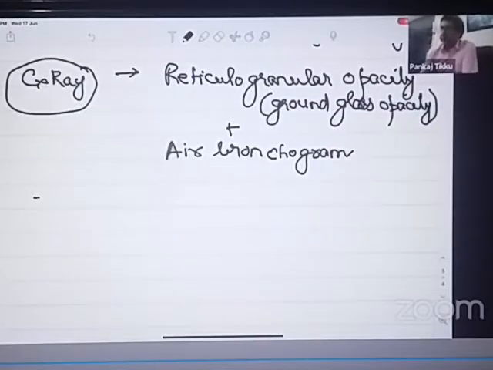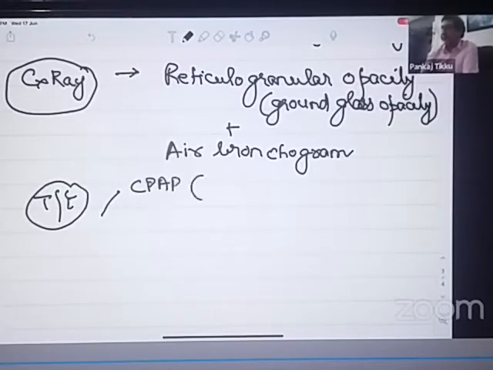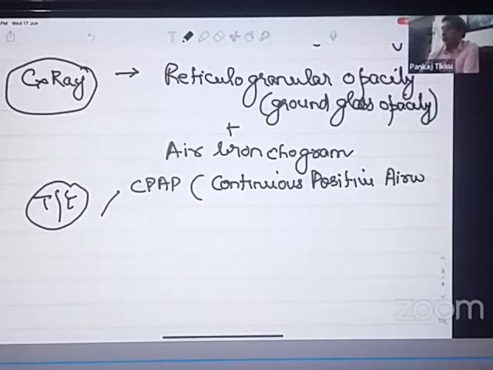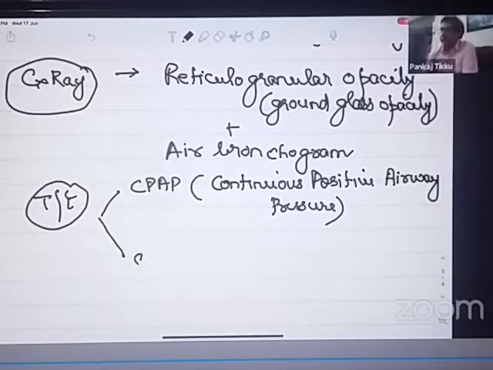There are two treatment options for hyaline membrane disease. One is CPAP treatment. CPAP stands for continuous positive airway pressure. So what is the full form of CPAP? Continuous positive airway pressure. And the second treatment option is direct surfactant administration.